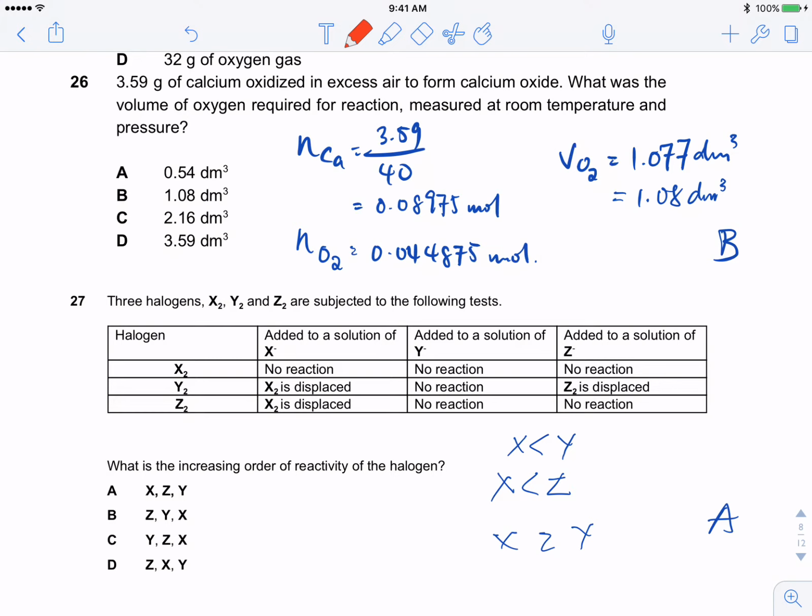Now, if you write out the equation, calcium plus oxygen gives us CaO. How to balance? Need 2, need 2. So if you look at the mole ratio, it is 2:1. So for every 2 calcium, there's only 1 oxygen. Therefore, to find the number of moles of oxygen, I need to divide by 2. Then after I find the number of moles of oxygen, I can find the volume by multiplying it by 24 dm cubed. Then you get 1.08.